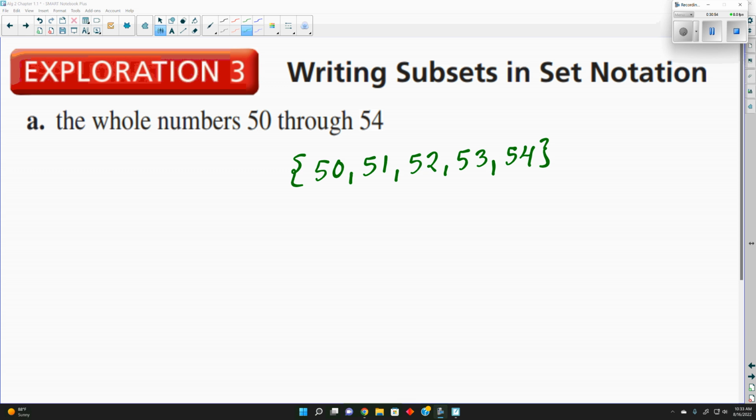So trying to do it that way won't work, but we can do set builder as we just saw, because we can do a set of all real numbers x such that 50 is less than or equal to x is less than or equal to 54. We can write it as an inequality.